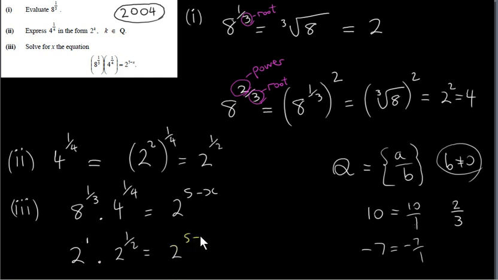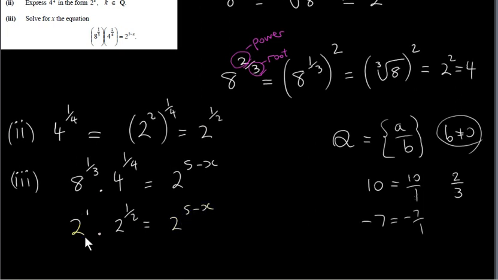And the right hand side is 2 to the power of 5 minus x. So now we want to get a single term on each side. So we multiply these two terms together. The bases are the same, so we just add the powers. We get 2 to the power of 1 plus a half. 1 plus a half is 1 and a half. Or if you like, 3 over 2. And on the right hand side, we have 2 to the power of 5 minus x. Now we have a single term on each side.